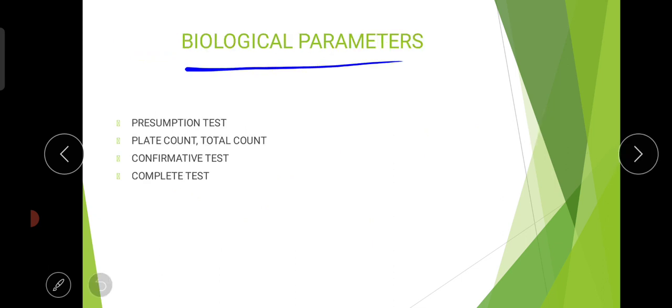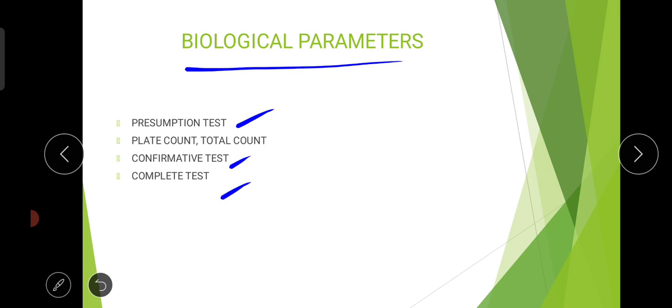Next one is biological parameters. Biological parameters means any biological contamination in the water. Mostly the contaminants in the water are bacteria, protozoa and fungi. Mostly potable waters get contaminated with fecal matter, so E. coli and coliforms are what we can witness in this water. To test this, there are mainly three types: presumptive test, confirmative test and completed test.